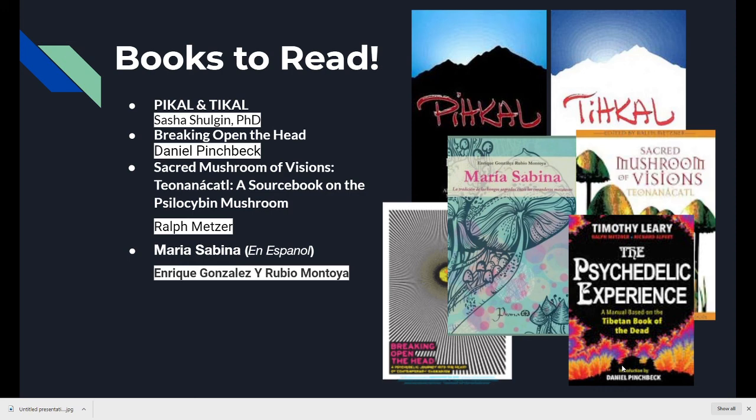Breaking Open the Head by Daniel Pinchbeck is a wonderful book to read if you're just one curious person about the psychedelic experience. The Sacred Mushroom and the Cross is a great book about the roots of teonanacatl, and it's just a great resource on magic mushrooms and magic mushroom visions. And it's by Ralph Metzner. If you speak Spanish, I highly recommend Maria Sabina. It's a Spanish book by Enrique Gonzalez and Rubio Montoya, and it's excellent.